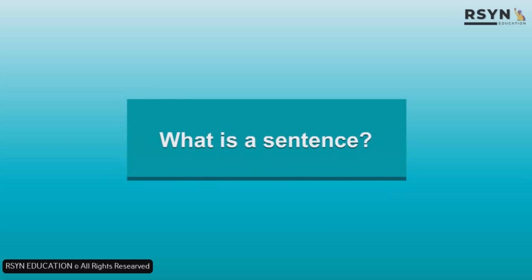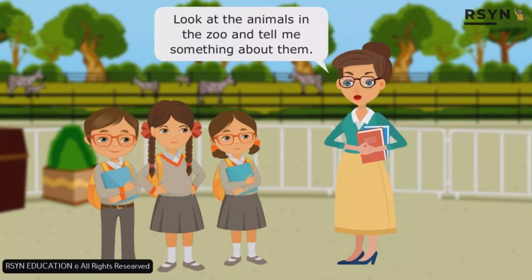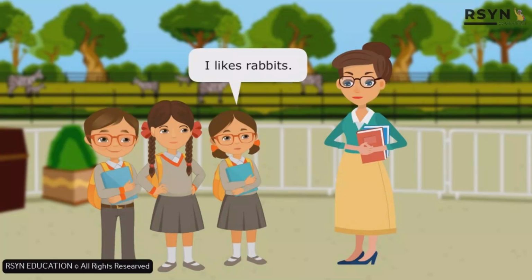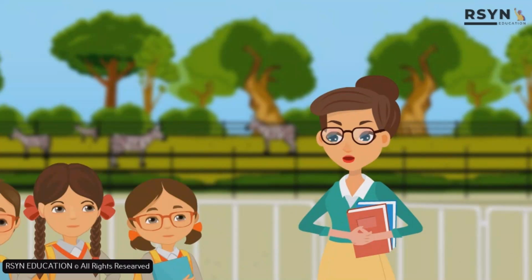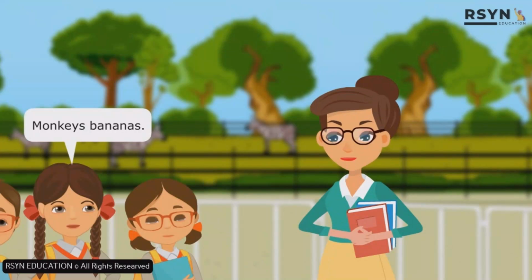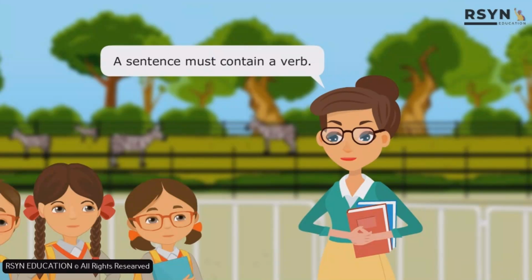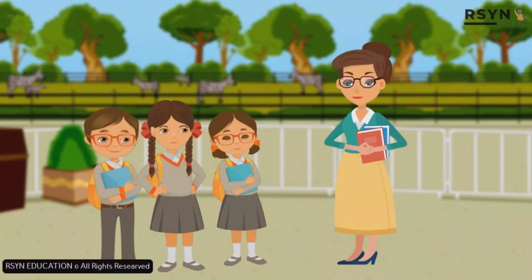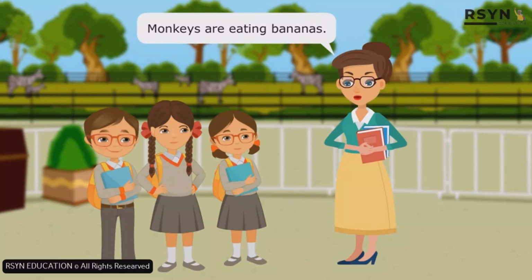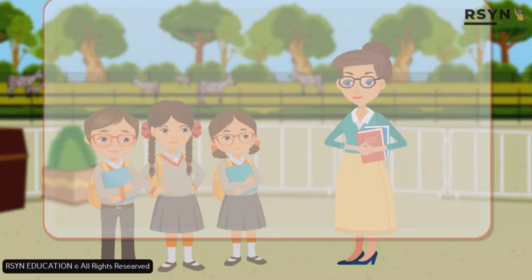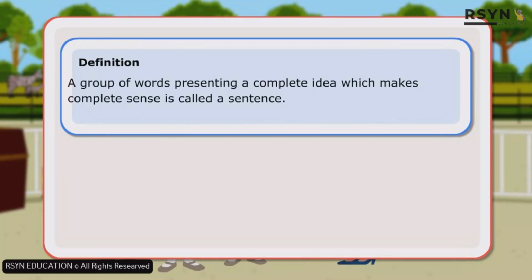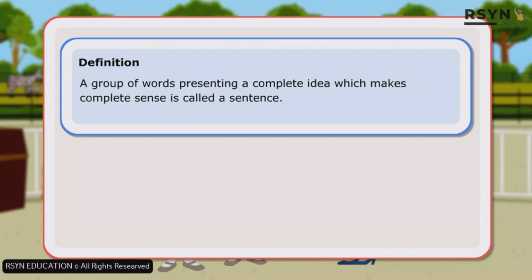What is a sentence? Look at the animals in the zoo and tell me something about them. I likes rabbits. The correct sentence is I like rabbits. Monkeys bananas. That is not a complete sentence, since it does not make sense. A sentence must contain a verb. The correct sentence is monkeys are eating bananas. Definition: a group of words presenting a complete idea which makes complete sense is called a sentence.